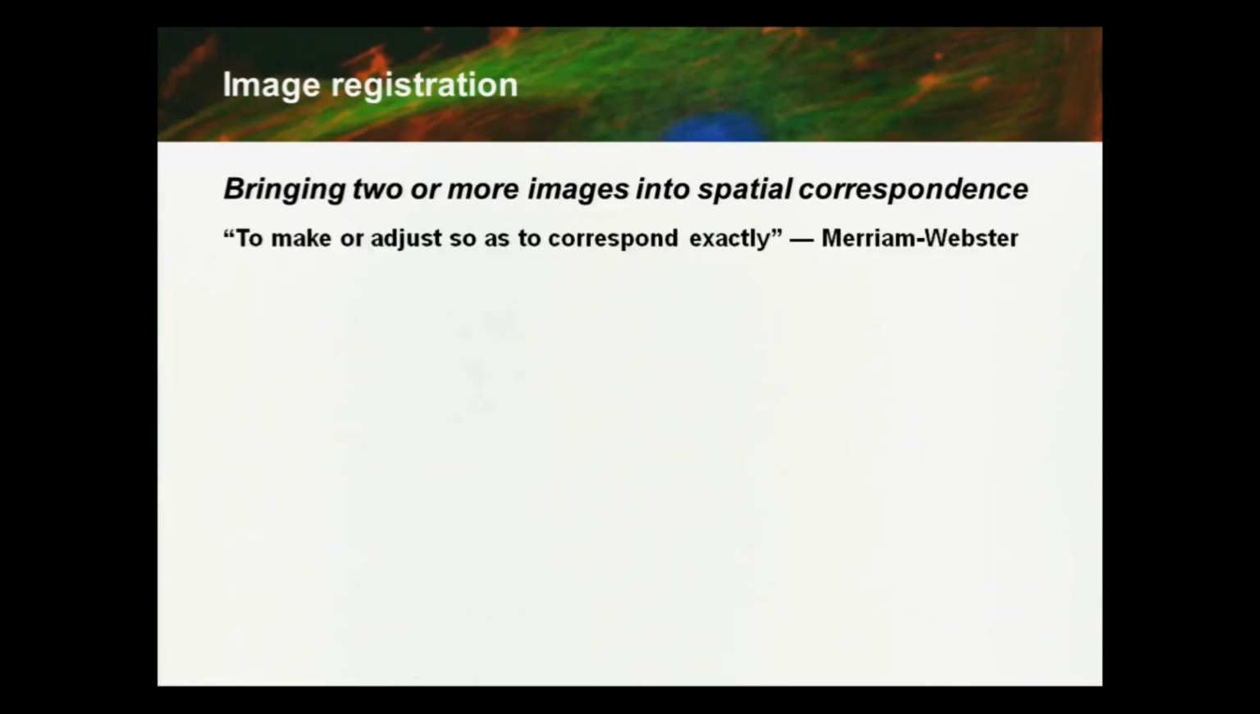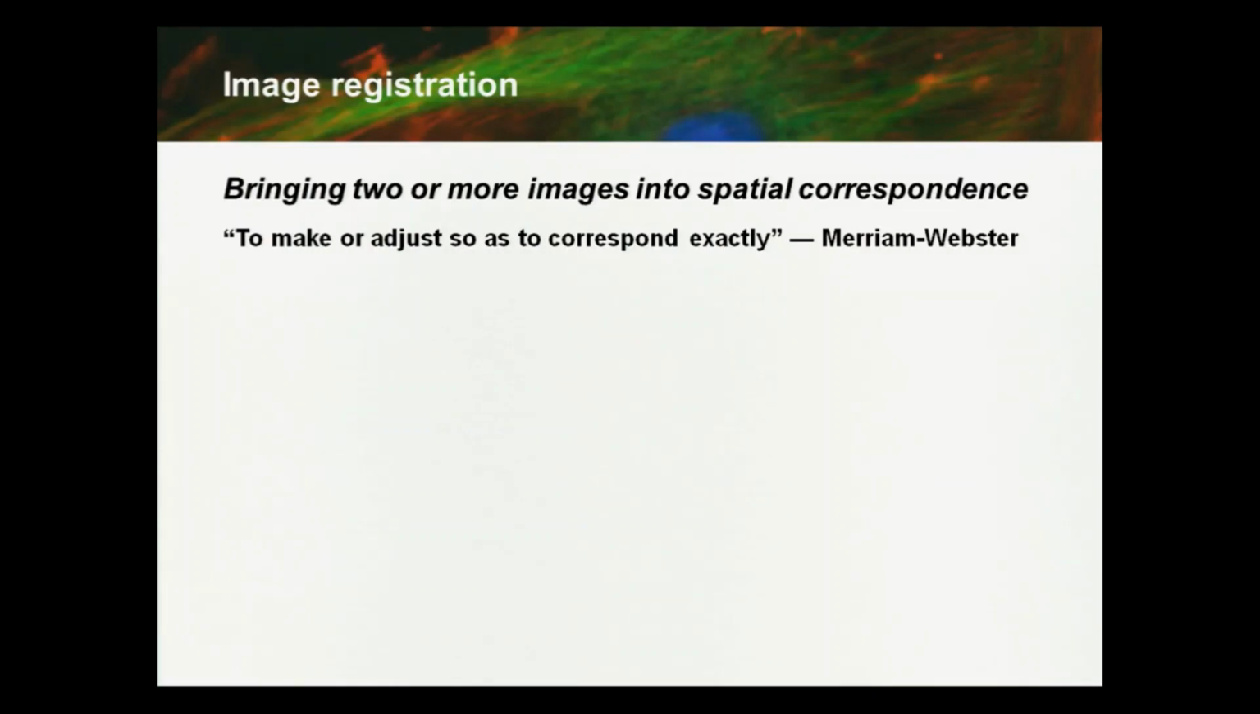It's the problem of how to bring 2 or more images into spatial correspondence. Because if you take a patient or a mouse and you scan it with a CT scanner and then an MR scanner, it's not the same system, and the patient or the subject is probably in a different pose, and the images do not correspond one-to-one, pixel by pixel. So that's the problem of registration.